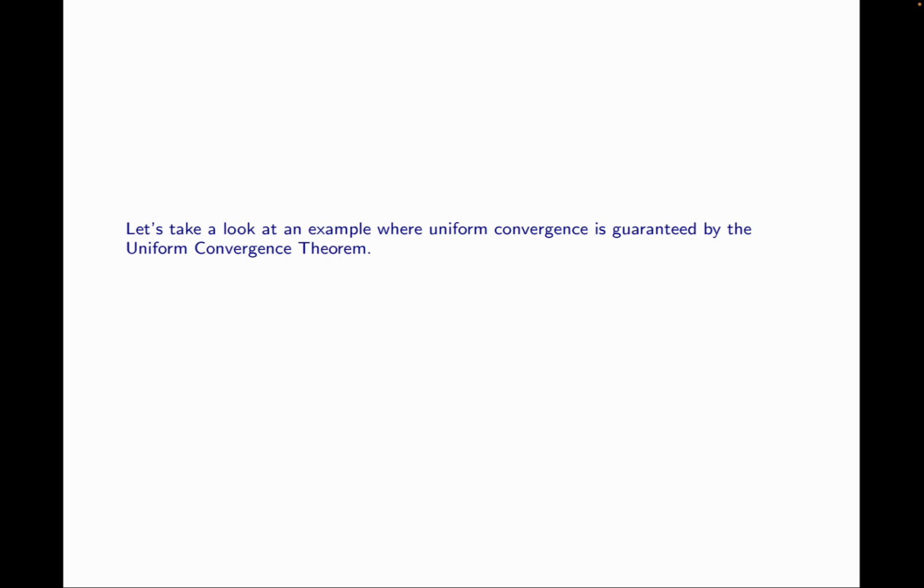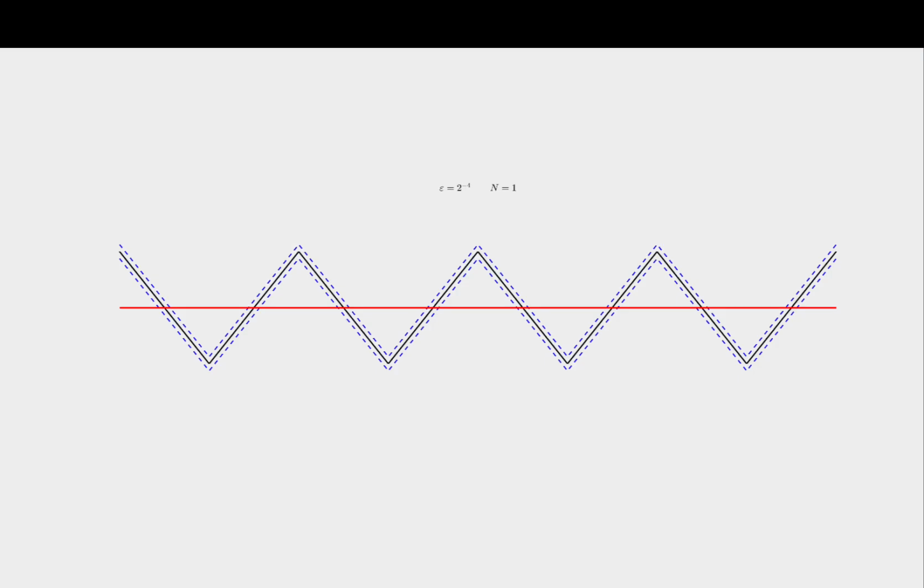Now, let's take a look at an example where uniform convergence is guaranteed by the uniform convergence theorem. And let's see if we actually do get uniform convergence. So let's let f be the function here in black. Notice that it is continuous. f has the same value at the right hand and the left hand side. I've already put the Fourier series truncated at 1 up on the graph. And here, just for the sake of illustration, I actually picked a specific epsilon of 2 to the negative 4, or 1 over 2 to the 4th power.